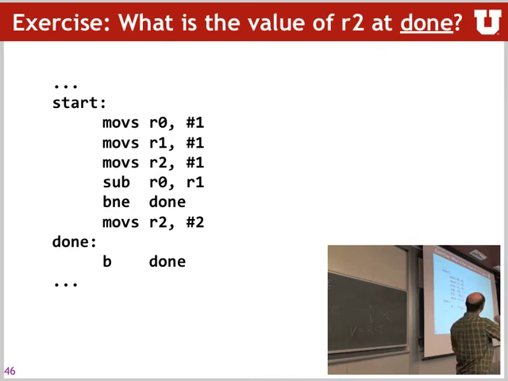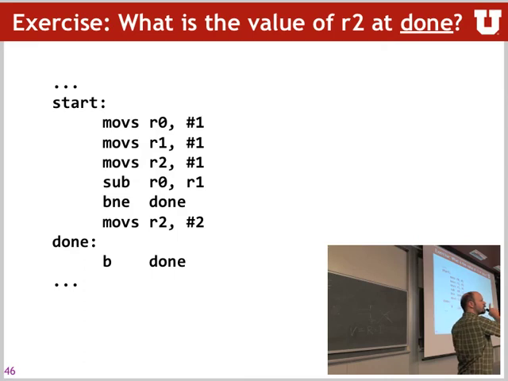MOVS R1, 1. Same thing, right? Z equals 0. MOVS R2, 1. So R0, R1, R2 is now 1. Z is equal to 0. SUB R0, R1. What's the result, or what happens with R0? 0. So what happens to the APSR?